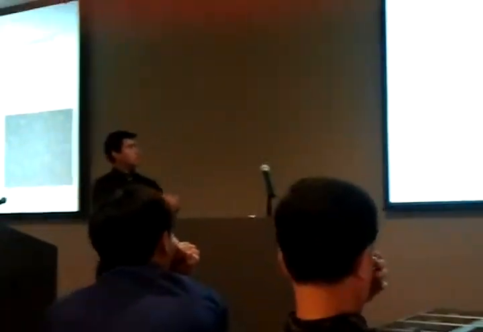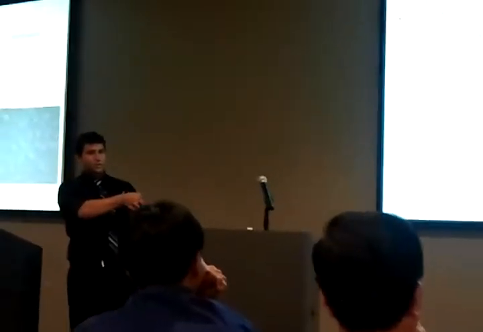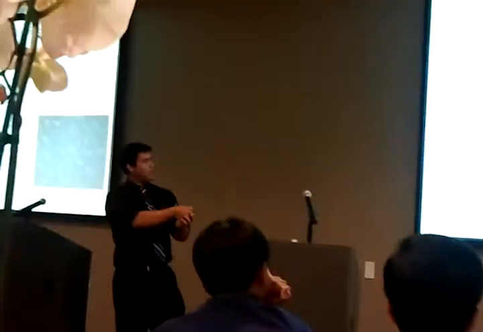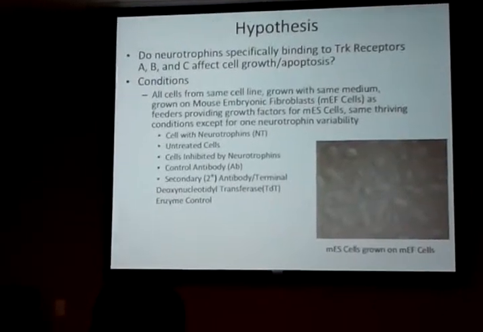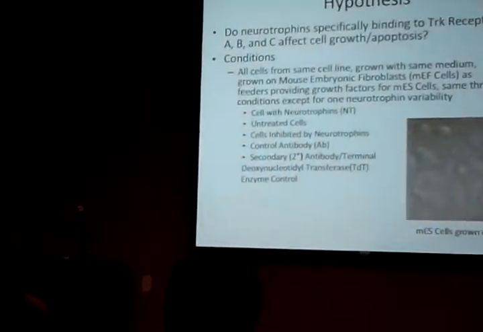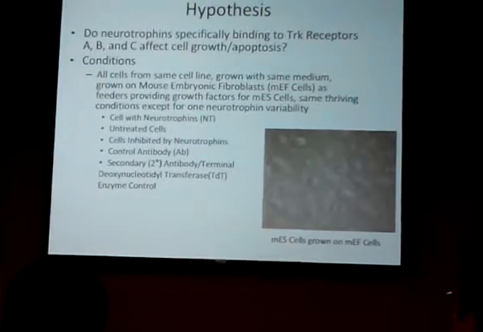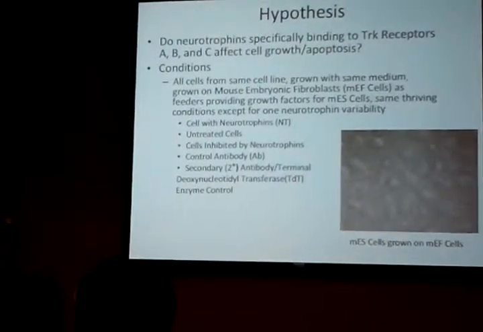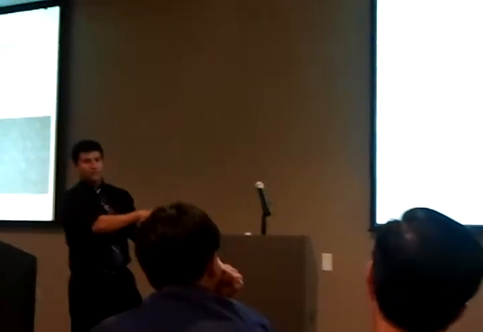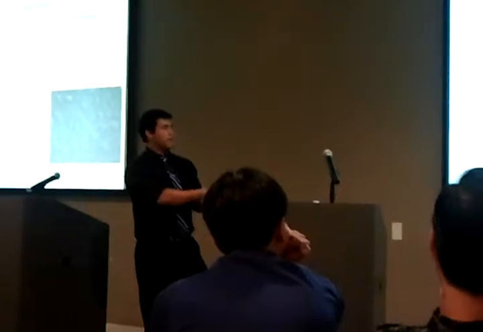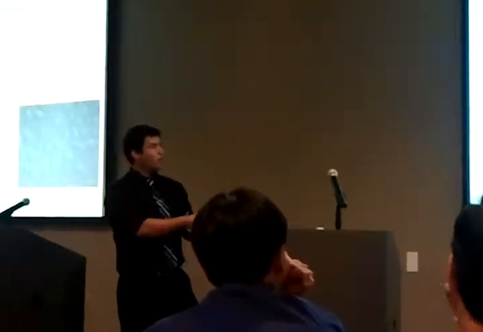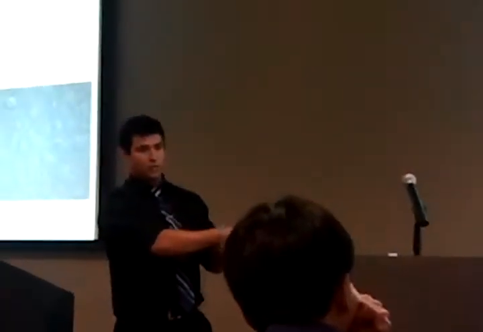I had a condition where they were growing with neurotrophin, so you see the effects of the neurotrophins. Then cells where it didn't have anything with them, just, I guess, a wild type. And this should say neurotrophin inhibited by antibodies, so I apologize for that. And this control antibody condition, where I just put in general antibodies to see if it's the antibodies in general that are affecting the mitosis or apoptosis. And I have a negative control right here.